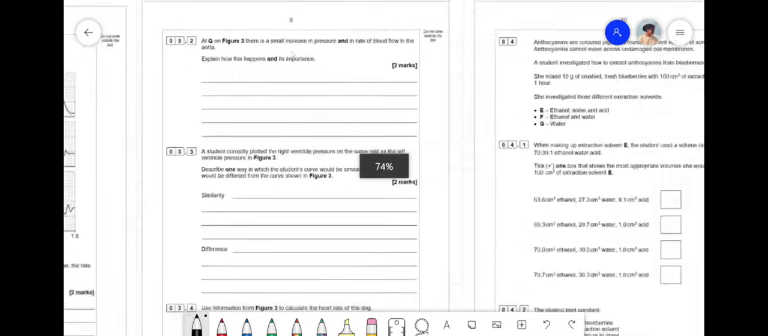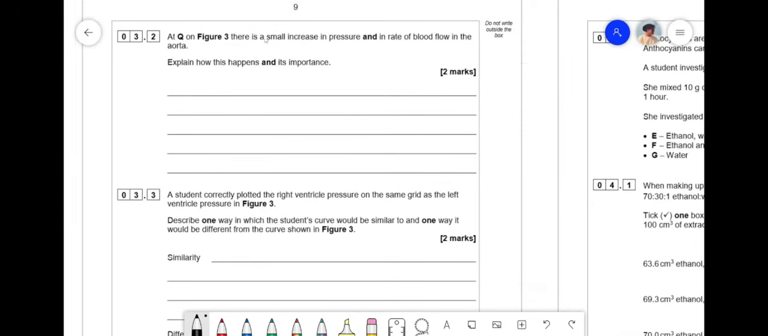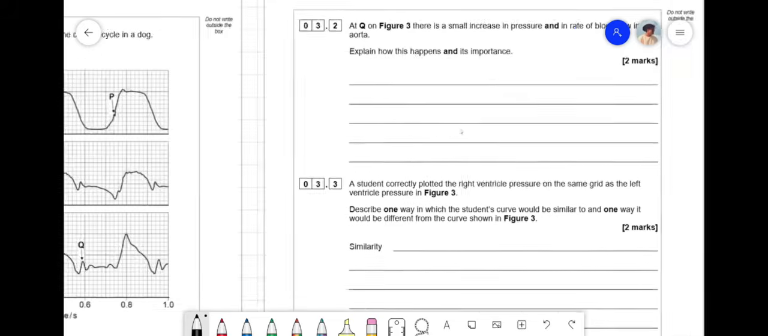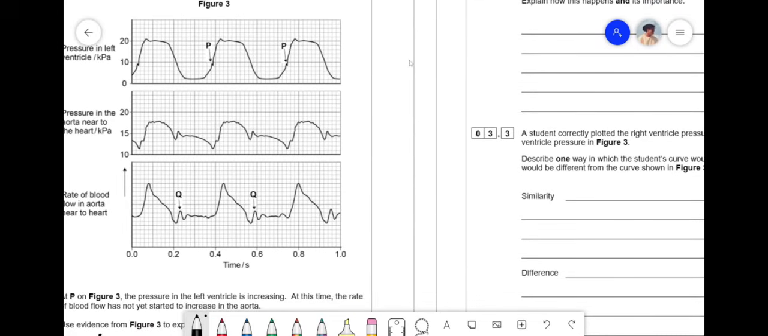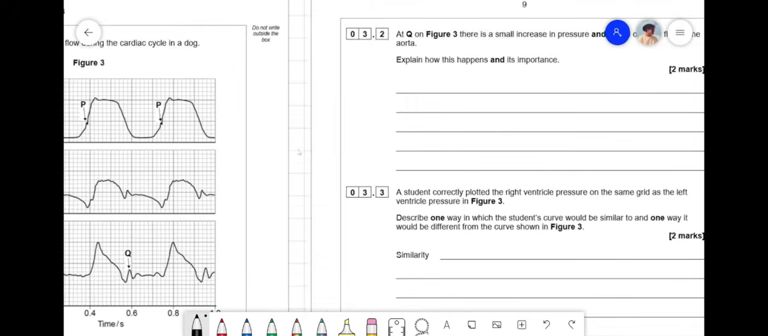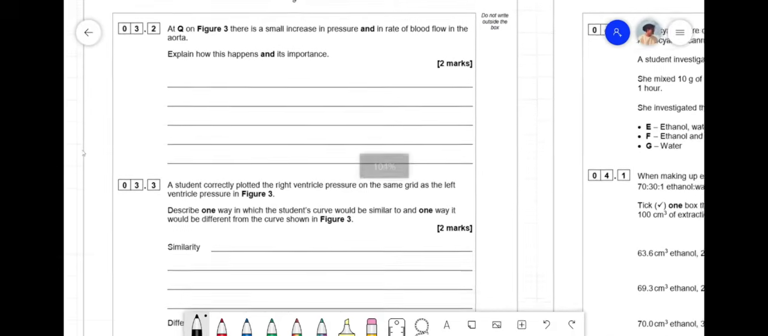I hate it. Okay, so at Q in figure 3, there's a small increase in pressure and in the rate of blood flow in the aorta. Explain why this happens and its importance. So, we're looking at figure 3, and the rate of blood flow in the aorta near the heart is high, and then it kind of decreases, then blips a little bit, and then comes back up again. So, why might that be the case?